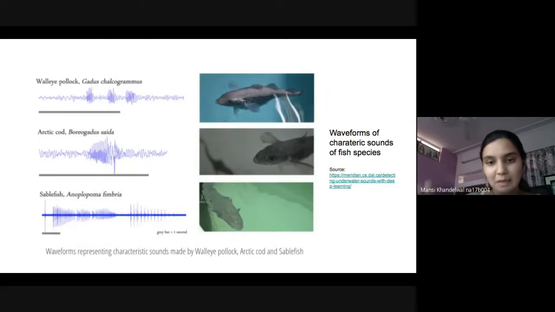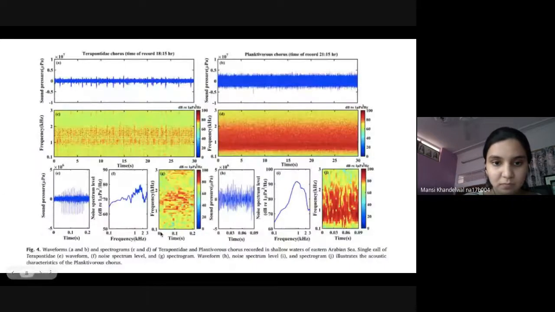This is just an example of different kinds of fishes, and how the sounds they produce look very different if you see them in a frequency and time domain. So these are the different ways you can see the pulse repetition is changing, the duration of sound that they are producing is changing, as well as the peak frequency is also changing across these species.